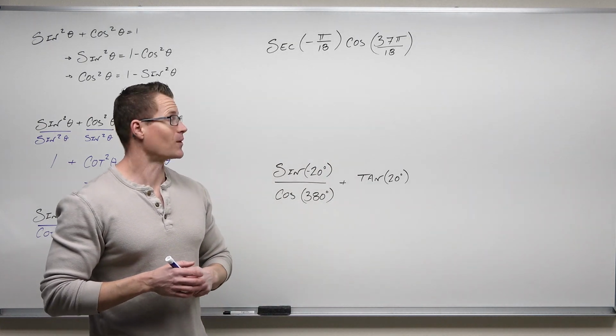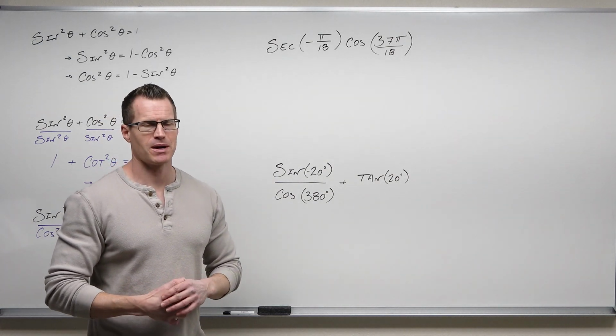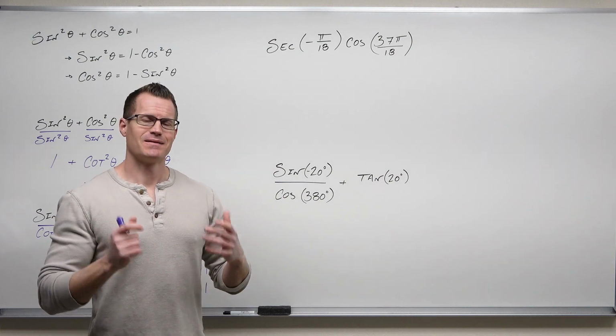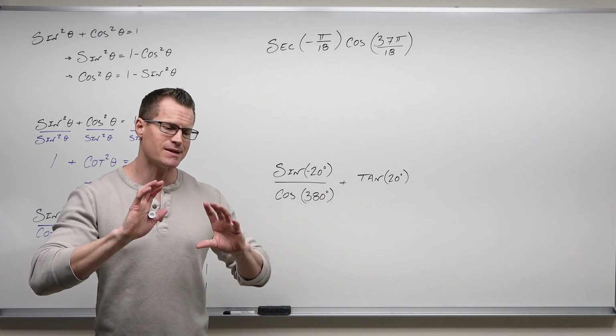Let's take a look at a couple more. So imagine we have secant of negative pi over 18, cosine 37 pi over 18. That's not on the unit circle. That's true, and that's why these identities are very important. So what we're going to do is try to make these as simple as possible.